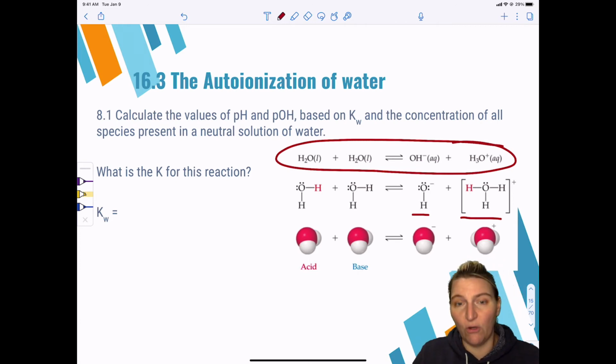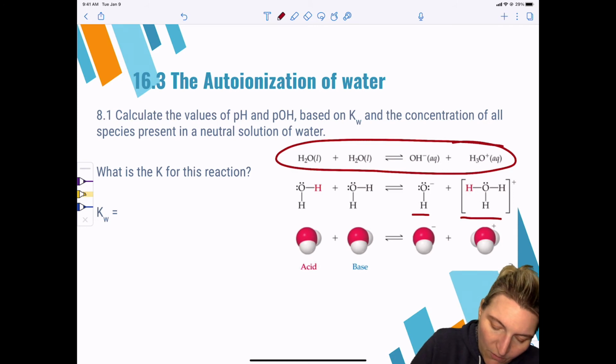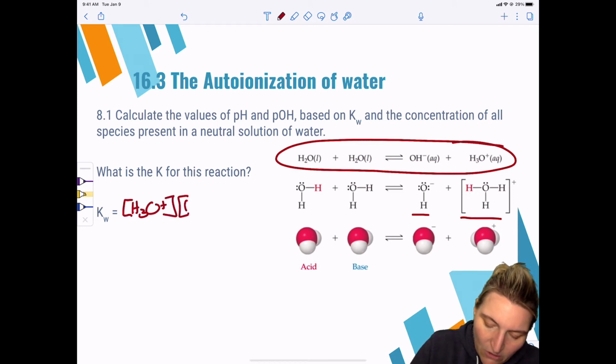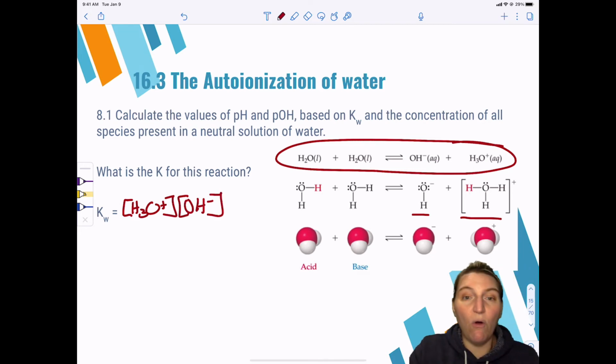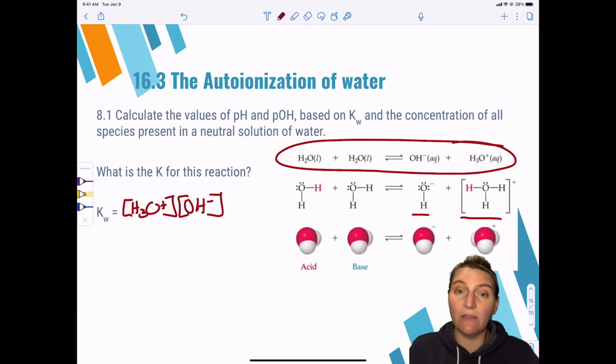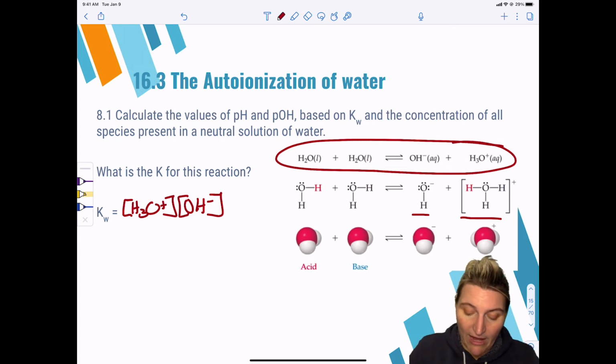Products over reactants, coefficients become exponents. So what are the products in this? Well, H3O plus and OH minus, over the reactants, but the reactants are liquid, so we don't use any reactants there. And so this is a formula that we can use. And this is a number, just like equilibrium constants that we could look at for Kc and Kp. We can look at the equilibrium constant for this reaction.